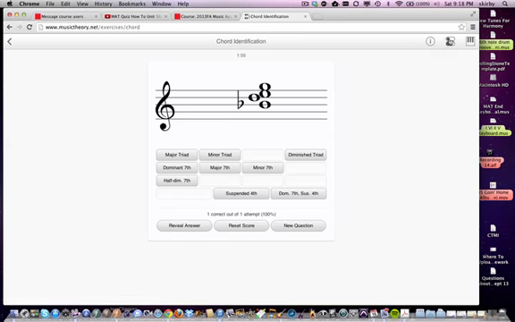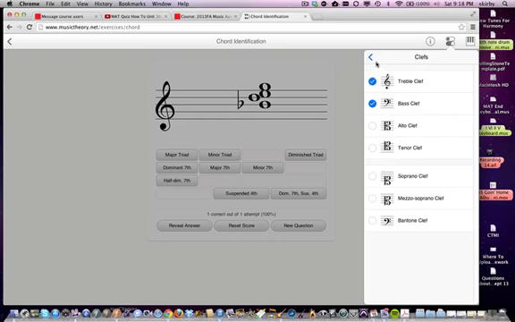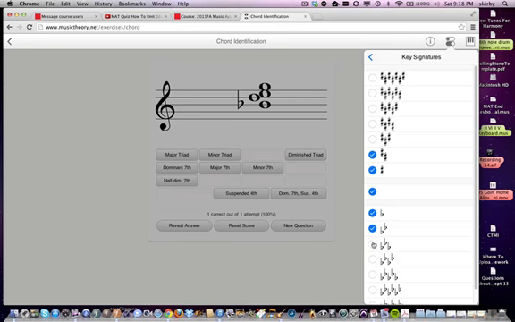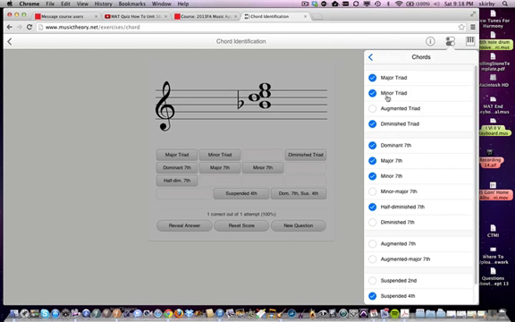Settings for this I recommend are, first of all, clefs, both clefs, treble and bass. Key signatures, again, you could start with fewer and then build up as you get more confidence. Types of chords, this is important. We're going to have major triad, minor triad.